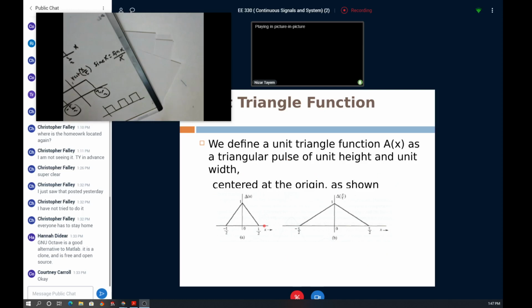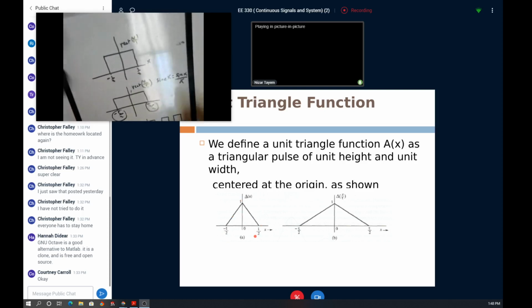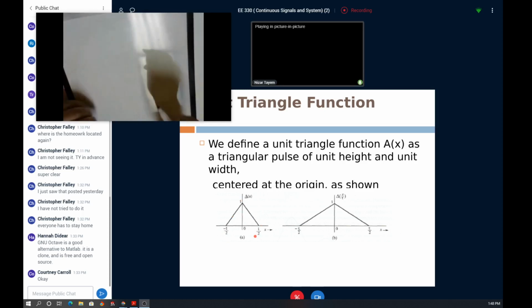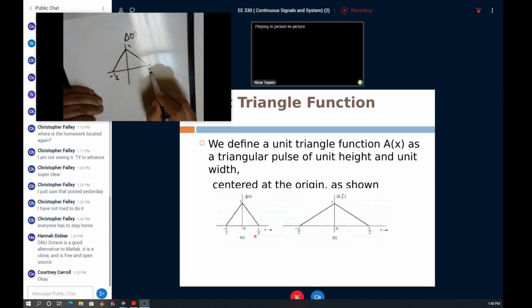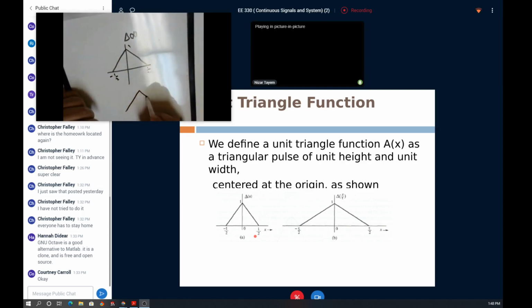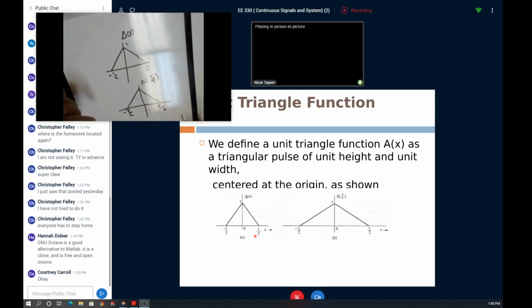Another function that we also use is a unit triangular function. A unit triangular function is a triangular pulse of unit height and unit width. Same thing here, but instead of a rect, we have a triangular function. Rather than using rect, we use a delta. So this is delta x, the amplitude is 1, from -1/2 to 1/2. And we define the delta function from -τ/2 to τ/2, so then we're going to have delta equal to x over tau.